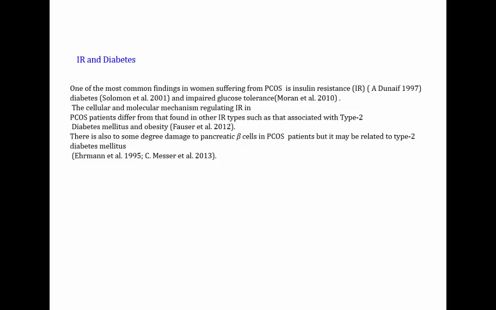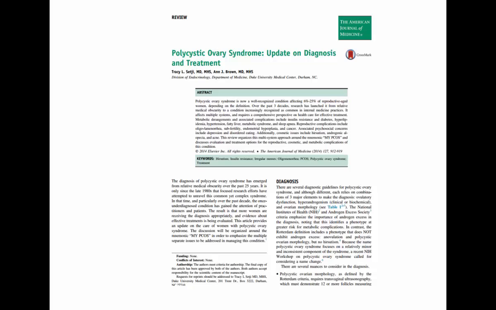Insulin resistance and diabetes. It is one of the common findings to have insulin resistance in PCOS patients. There are different mechanisms by which this insulin resistance occurs, and there is some degree of damage to pancreatic beta cells also. It was reported by Ahmad 1995 and Messer 2013.